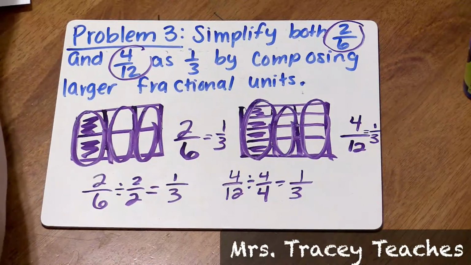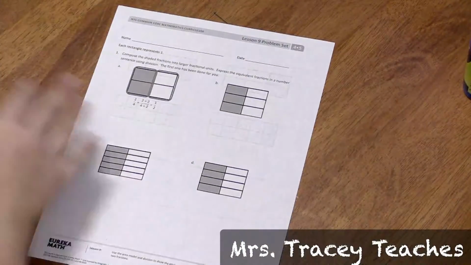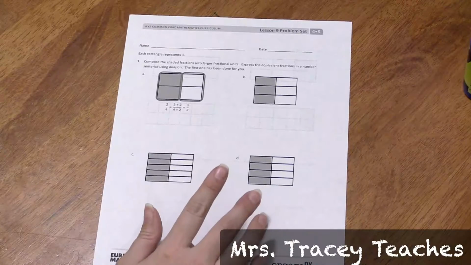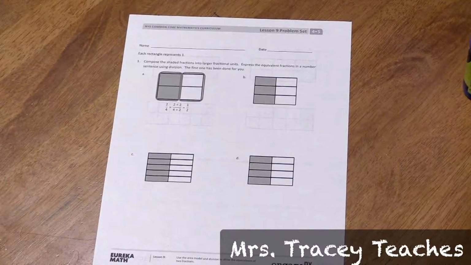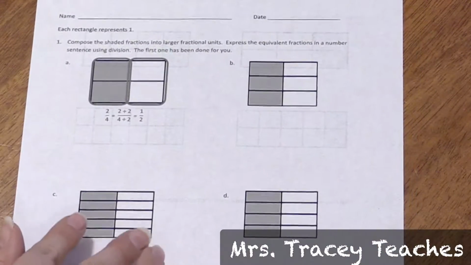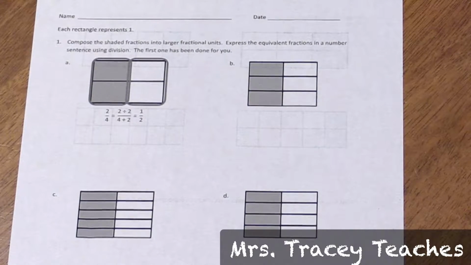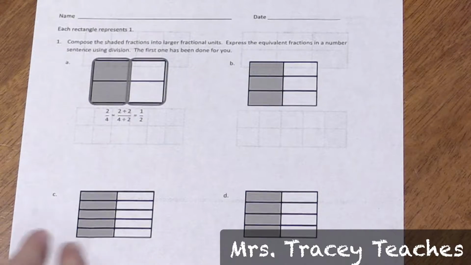So if you have your problem set, go ahead and get it out, and we'll do a couple of the problems before you get to do it on your own. So make sure before you start the problem set that you read the directions so you understand what to do. Okay, so for this one it says, each rectangle represents 1. So each rectangle represents 1 whole. That's really important for us to understand when we are doing multiplication and division with fractions.